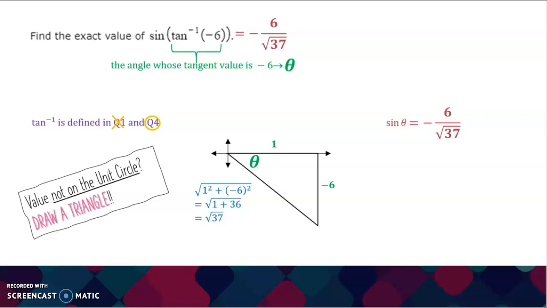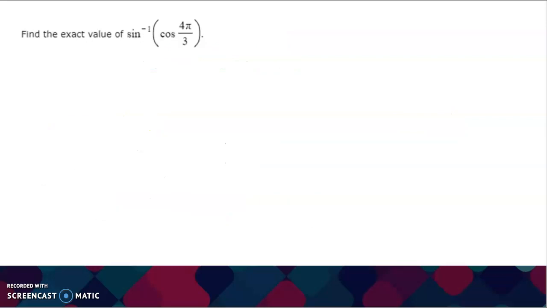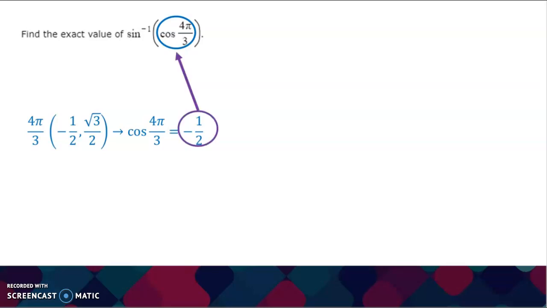So now for a different type. Here we will first work with the cosine of 4 pi over 3. 4 pi over 3, there's the ordered pair. So the cosine of 4 pi over 3 is negative 1/2. Now I will replace the cosine of 4 pi over 3 with its value of negative 1/2. So what I'm looking for now is the inverse sine of negative 1/2.